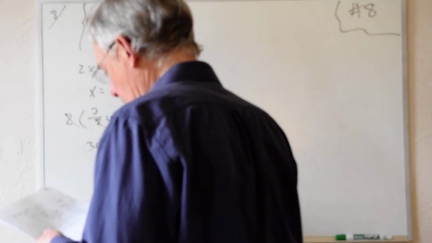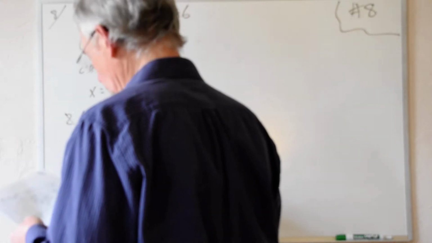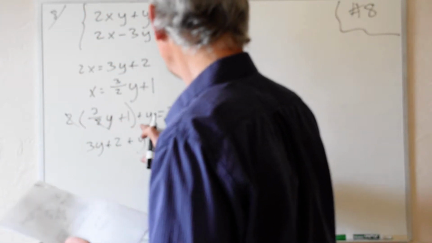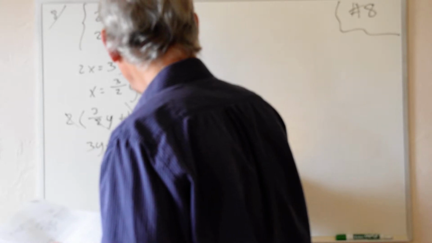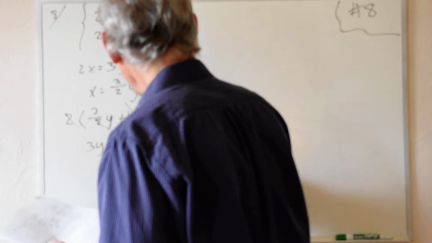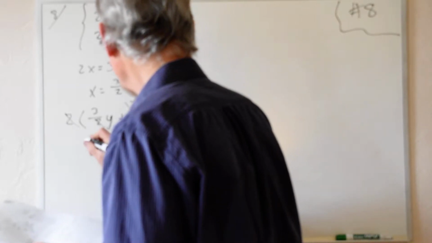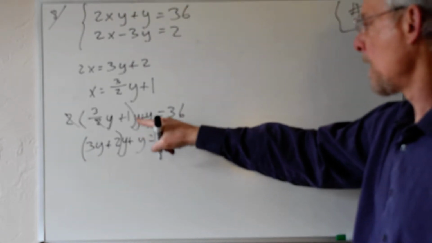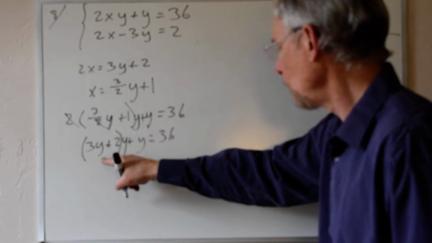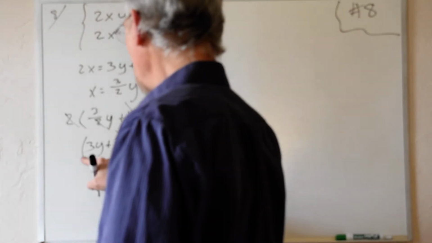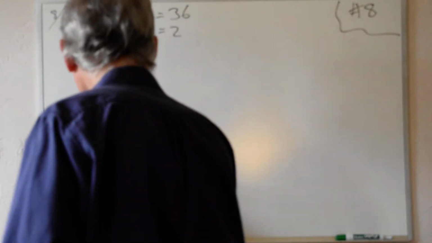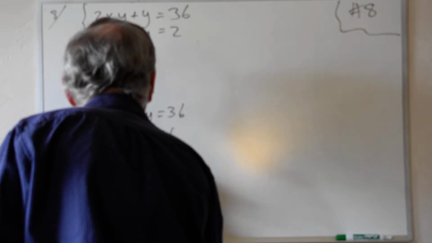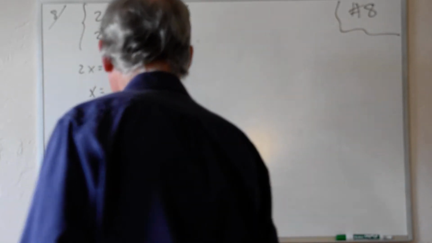That goes down to, oops. There's the mistake right there. This is all being multiplied by a y right there. I forgot to copy down that y. So, we get to here. Now the y multiplies through this set of parentheses. I get 3y squared plus 2y plus y equals 36.